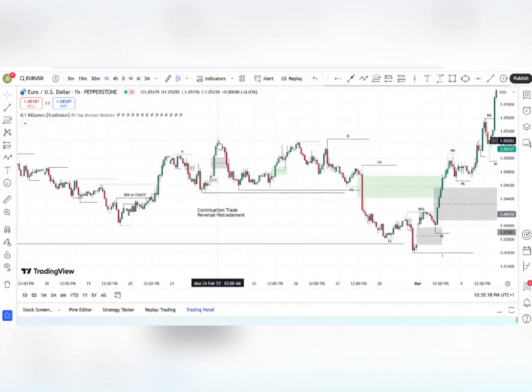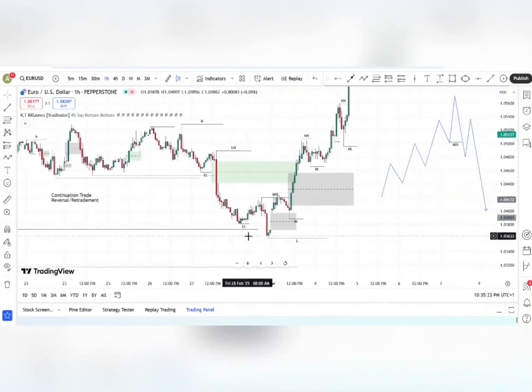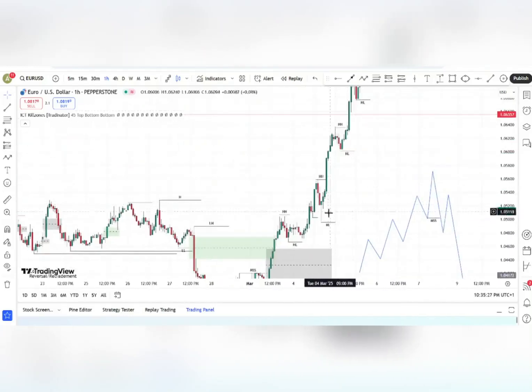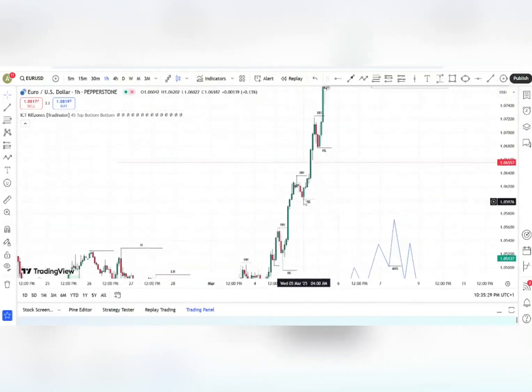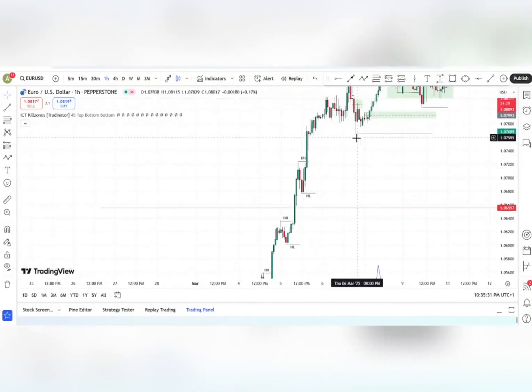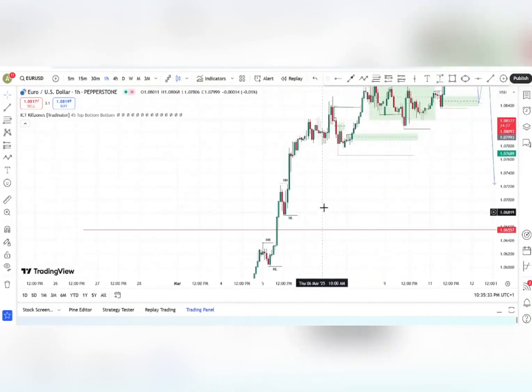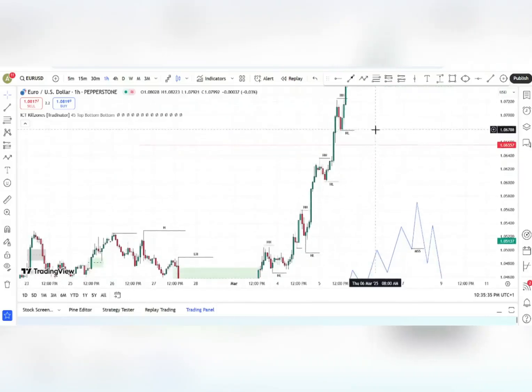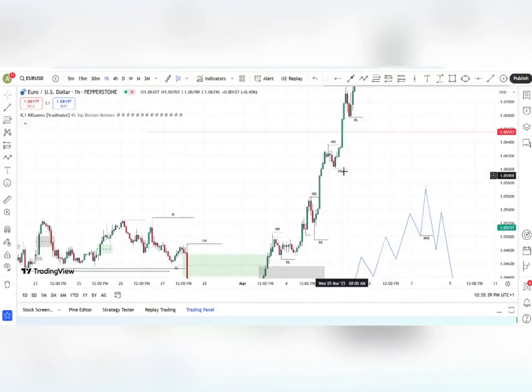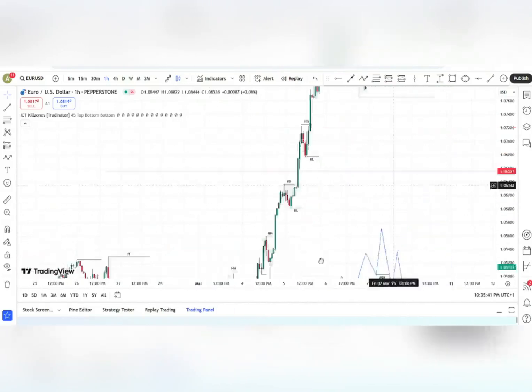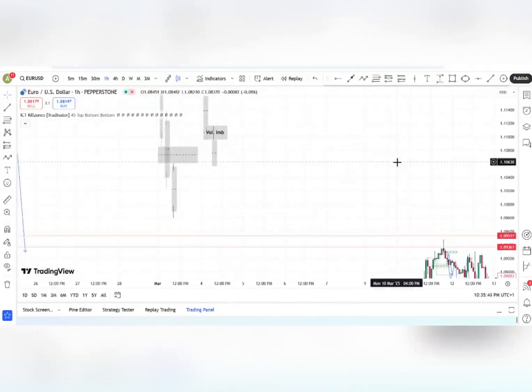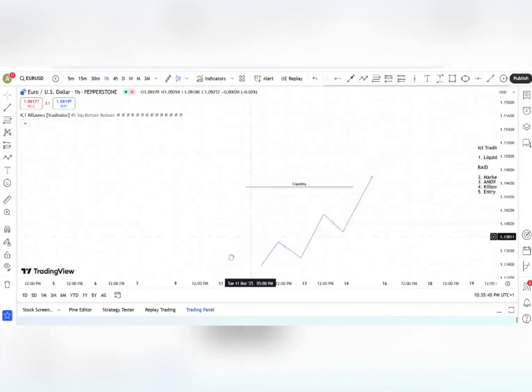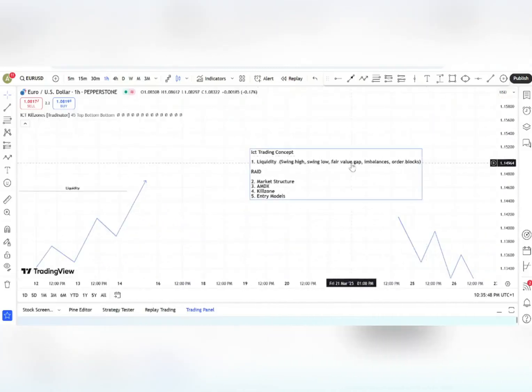So here, what do we see after the swing high? The market sold. Now at the swing low, what do we get after? The market bought. Swing low, market bought. You see, swing low, market bought, right? So according to ICT, this indicates a bullish bias and a bearish bias.